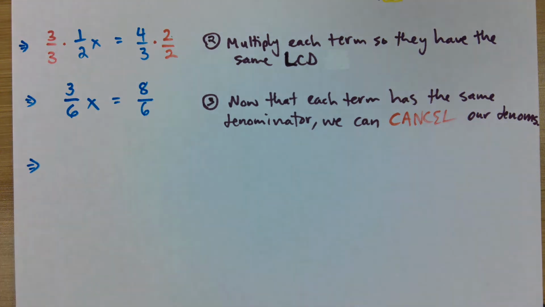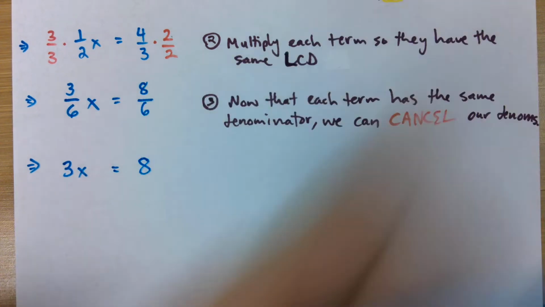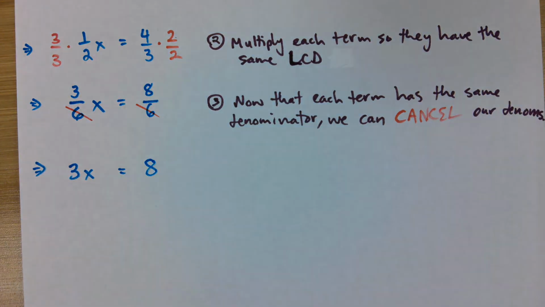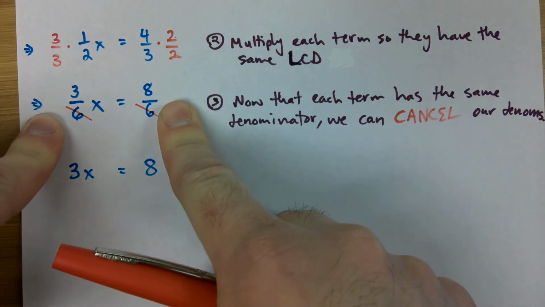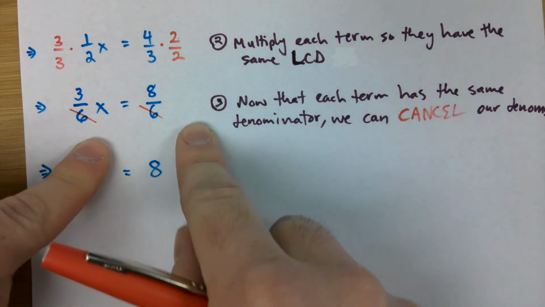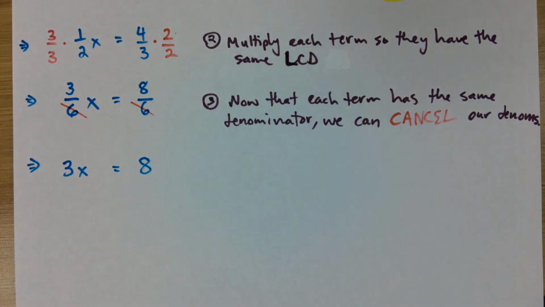When we cancel our denominators, we're going to have 3x equals 8. Canceling our denominators is just getting rid of our denominators. Now, technically, what we did here was we multiplied this whole equation by 6 over 1. By doing that, we cancel out both of the 6's in the bottom, giving us nice, neat non-fractions in our equation here.